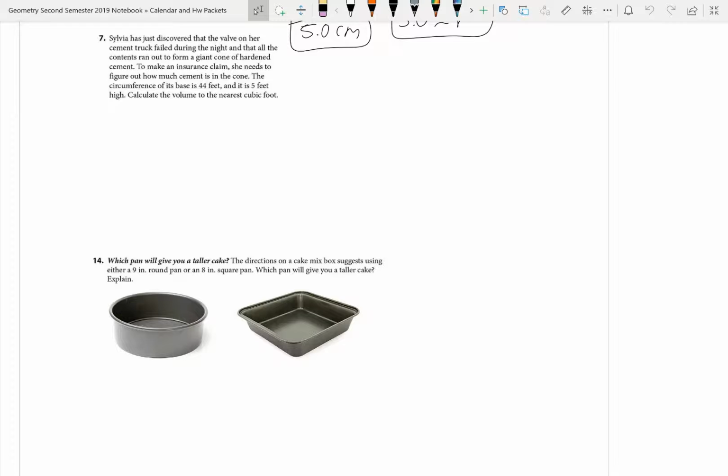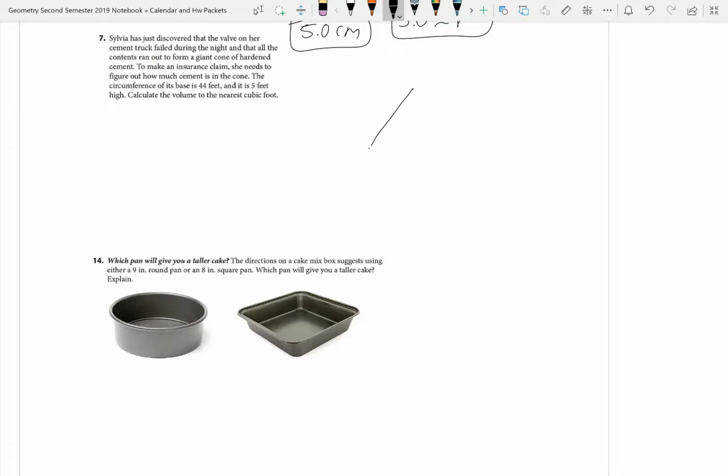Okay. Sylvia has just discovered that the valve on her cement truck failed during the night, and that all the contents ran out to form a giant cone of hardened cement. To make an insurance claim, she needs to figure out how much cement is in the cone. The circumference of its base is 44 feet, and it is 5 feet high. Calculate the volume to the nearest foot.